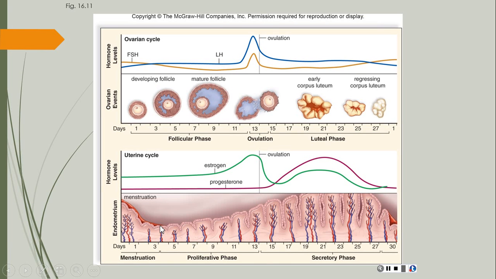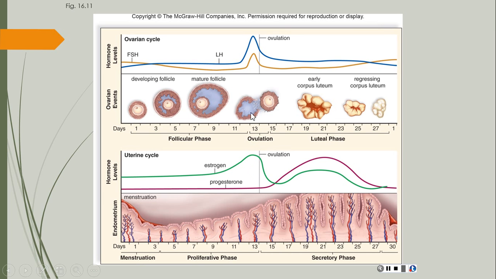And then the proliferative phase, this is where it's starting to build up again. This coincides with the follicular phase. So we have a developing follicle, an egg cell, and then a mature follicle. So this continues to build this endometrial lining.